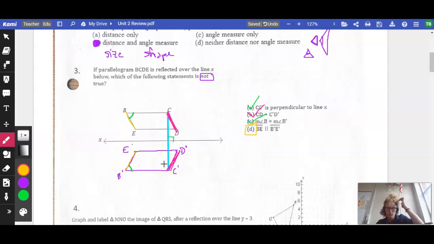Alrighty, and that is, what time is that? 9:25 about.